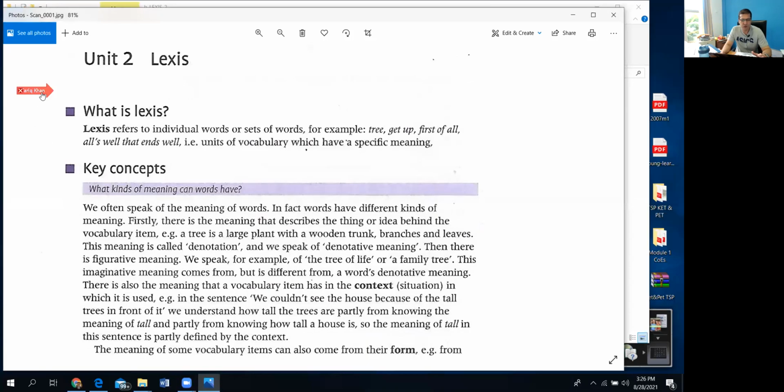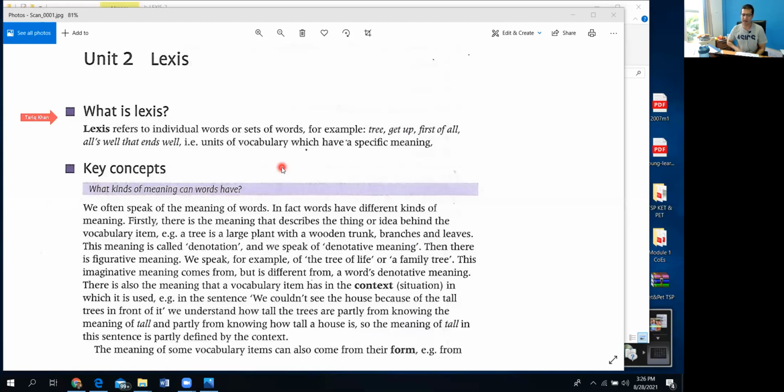Lexis, Unit 2. First of all is the definition of it. What is Lexis? Lexis refers to individual words or sets of words. For example, tree, get up, first of all, all is well that ends well. For example, units of vocabulary which have a specific meaning. So, what is Lexis? It's units of vocabulary which have a specific meaning.